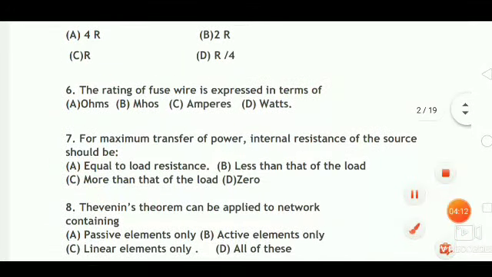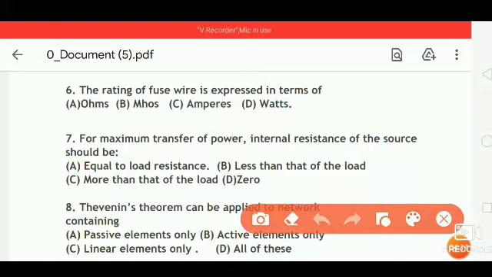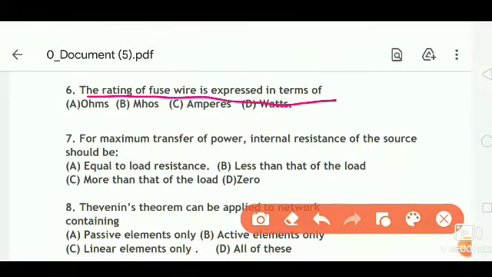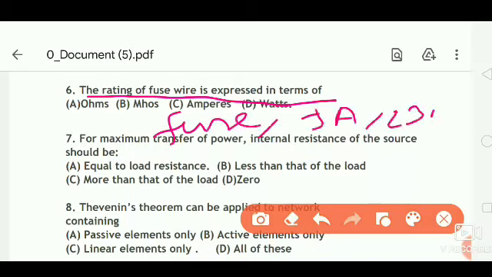The next question is: the rating of a fuse wire is expressed in terms of which unit? Options are ohms, mho, ampere and watt. We know the rating of a fuse is always given in amperes, for example 5 ampere at 30 volt. Here the answer is amperes, so option C is the right answer.